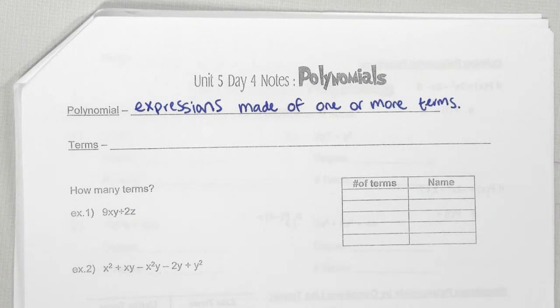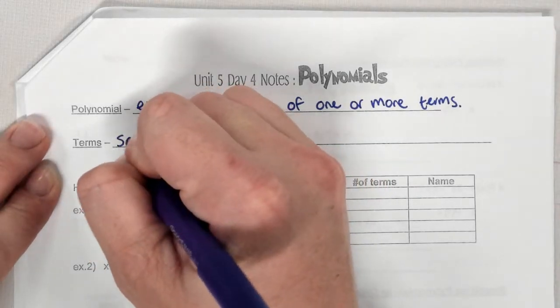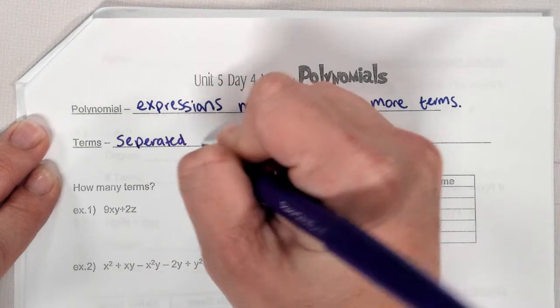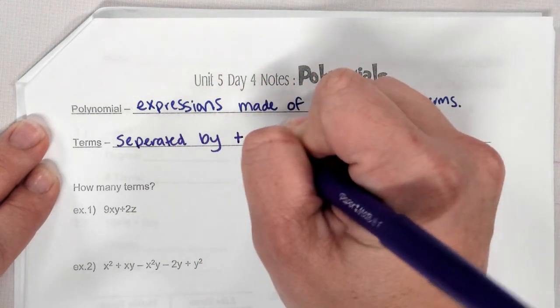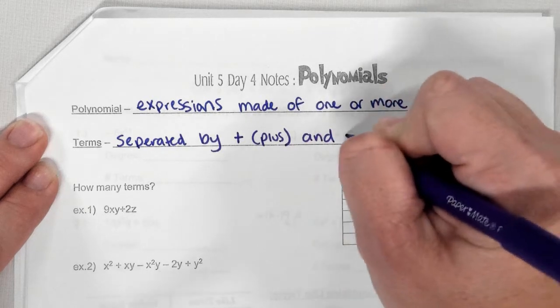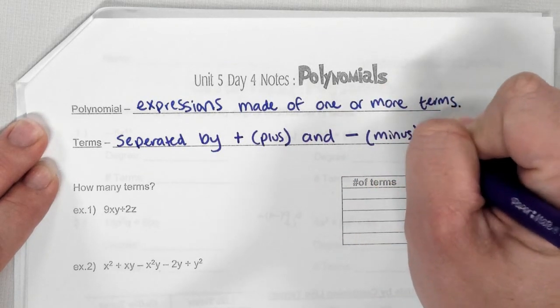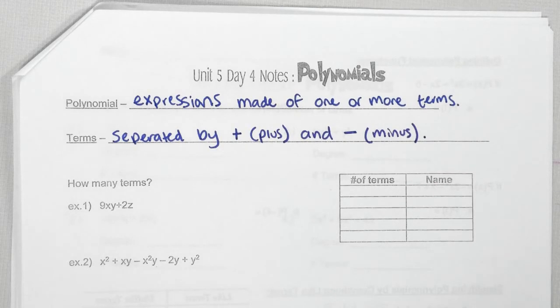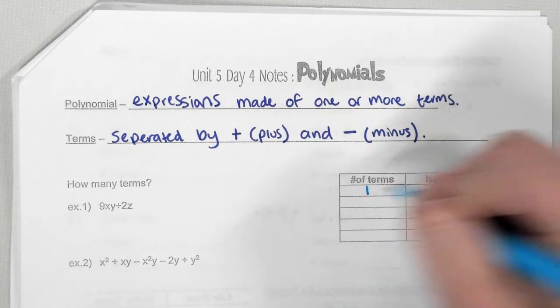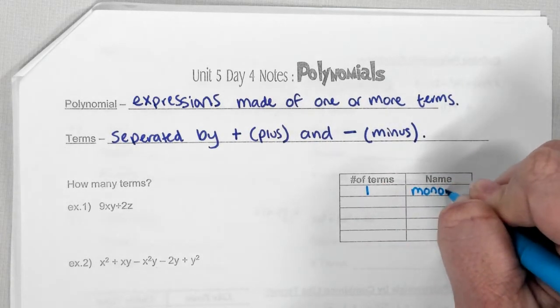Okay, and your terms, the best way to know your terms is they're separated by plus and minus signs. Okay, so we're going to talk about what you call an expression depending on how many terms there are. So if there's one term, we call that a monomial, because mono stands for one.